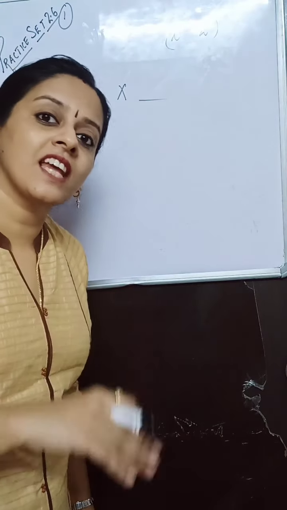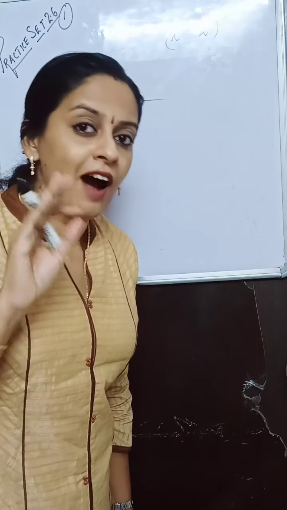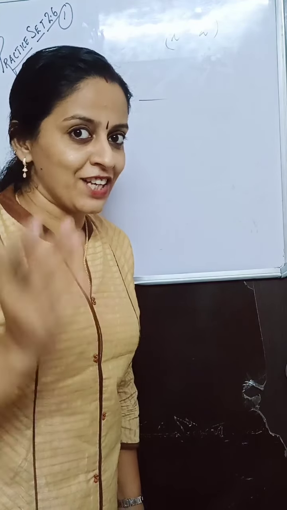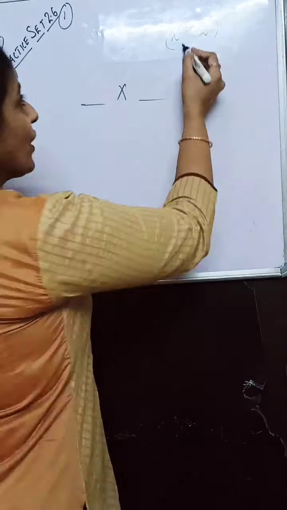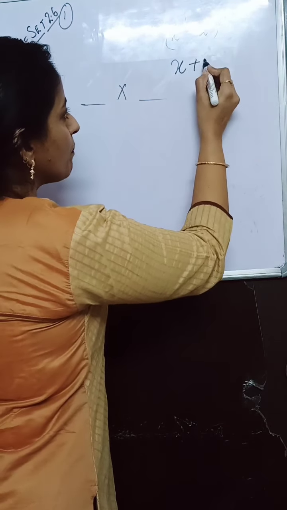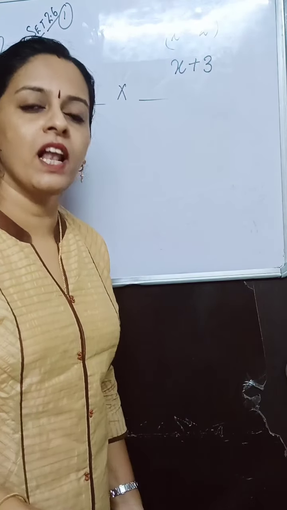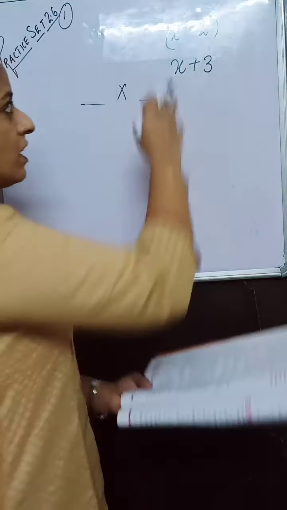Hence means 3 years later, after 3 years. Now you are 15. After 3 years you will be 18. Yes. So if Pragati is X now, after 3 years her age will be X plus 3. Hence means you will add. Ago means you will subtract.